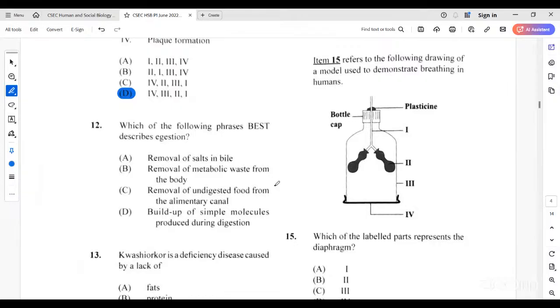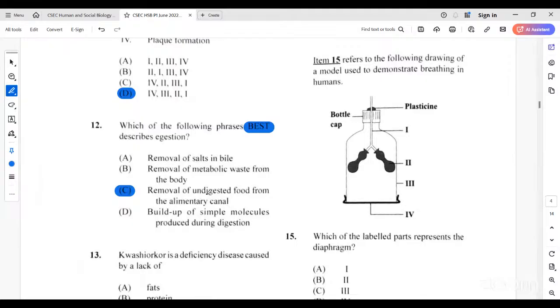Yeah? How teachers teach it, and I do see teachers teaching it, and when they're teaching it, they always make a distinction of the two of them, which makes this question applicable to the active teacher. All right, so it is in fact a great question. They ask you for the best definition, and we are going with the removal of undigested food from the alimentary canal. Yeah, because that's what egestion is.